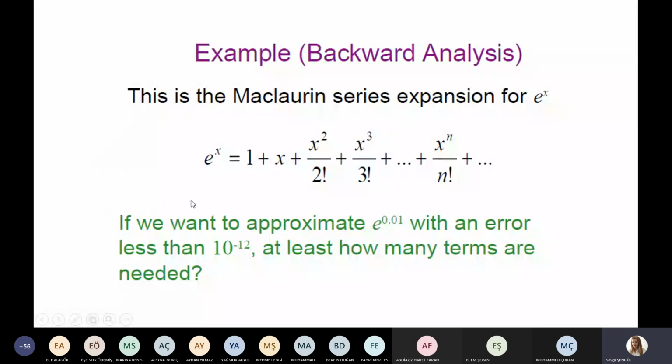And let's look at it in a different way. If we want to approximate e to the 0.01 with an error less than 10 to the minus 12, at least how many terms are needed?